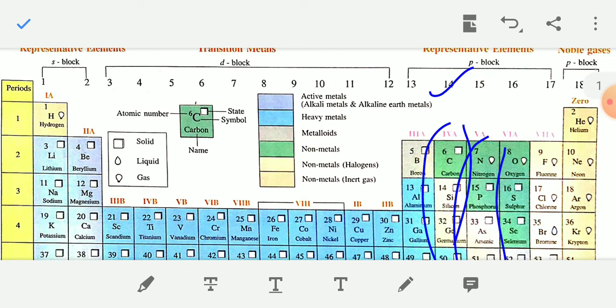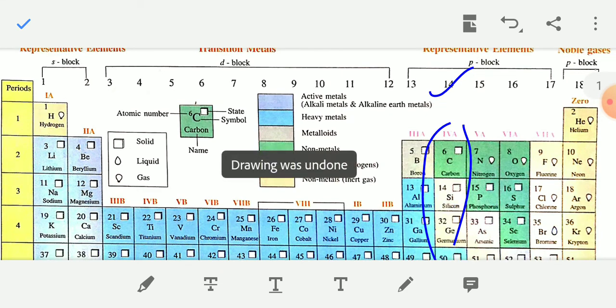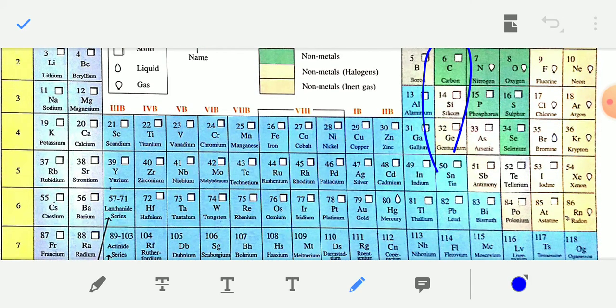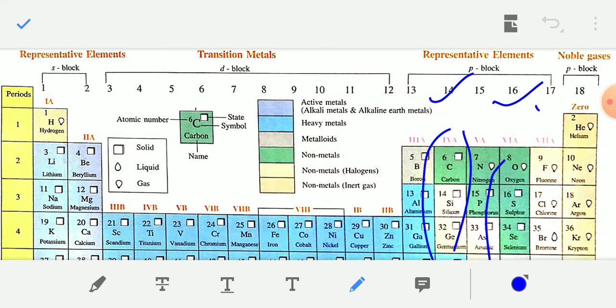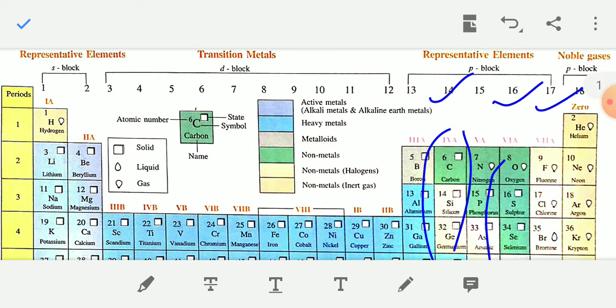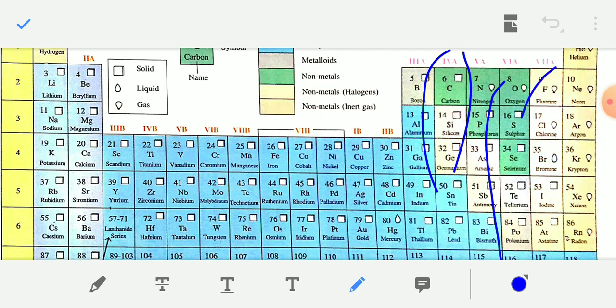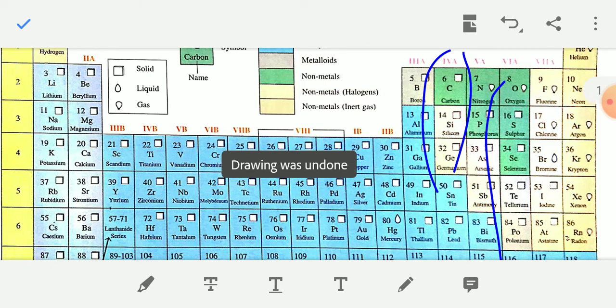And group 16, oxygen family, also called chalcogens, meaning ore forming: oxygen, sulfur, selenium, tellurium, polonium. And group 17, halogen family: fluorine, chlorine, bromine, iodine, and astatine. You have to remember the names of the elements in a particular group.